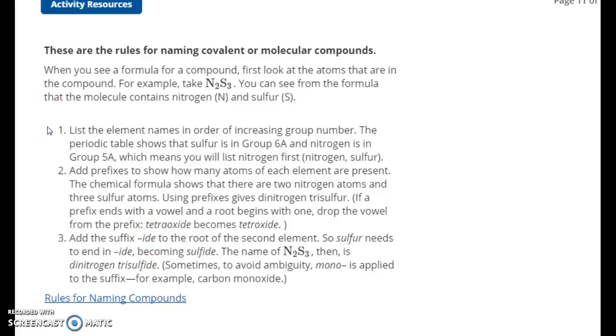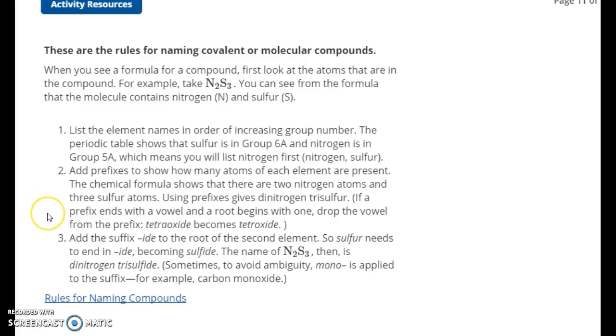Number 1, list the element names in order of increasing group numbers. So you go from left to right. So nitrogen would come before sulfur. Add prefixes to show how many atoms of each element are present. The chemical formula shows that there are 2 nitrogen atoms and 3 sulfur atoms. Using prefixes gives dinitrogen trisulfur.